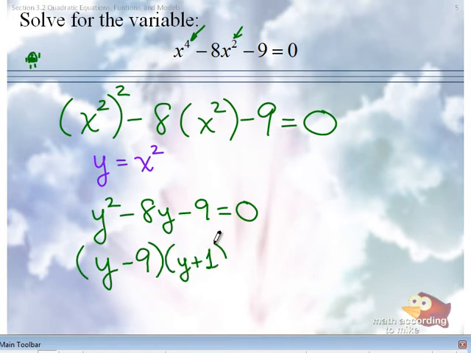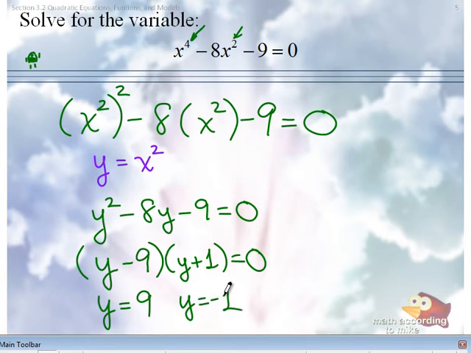Good. So according to the zero product property, setting each factor to 0, what does that say about y? Did we start with y? No. So after you figure out what this variable equals, go through and back substitute. So instead of y equals 9, we can say x squared equals 9. And instead of y equals negative 1, we can say x squared equals negative 1.